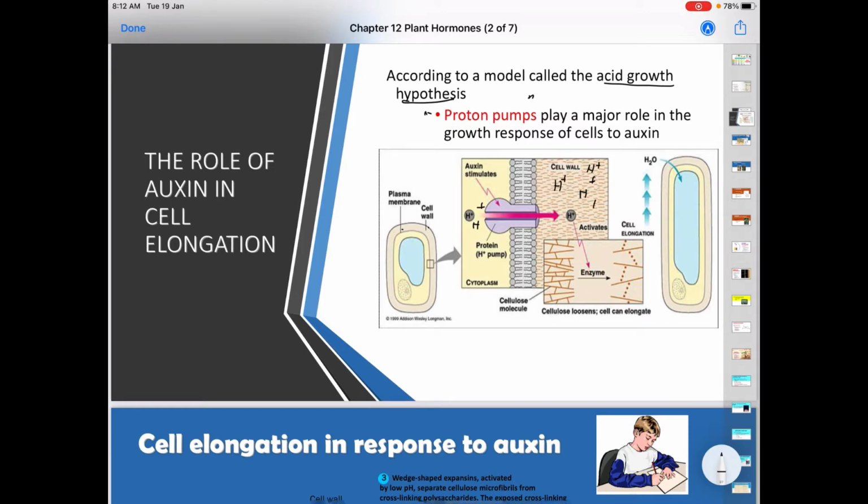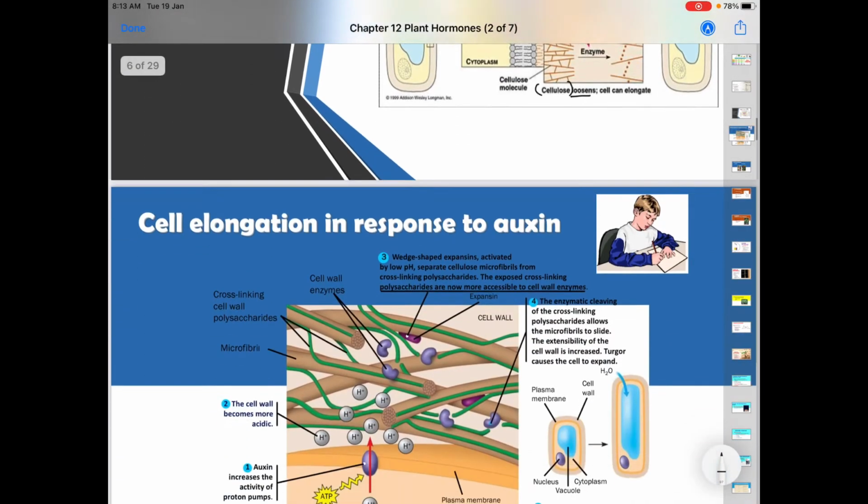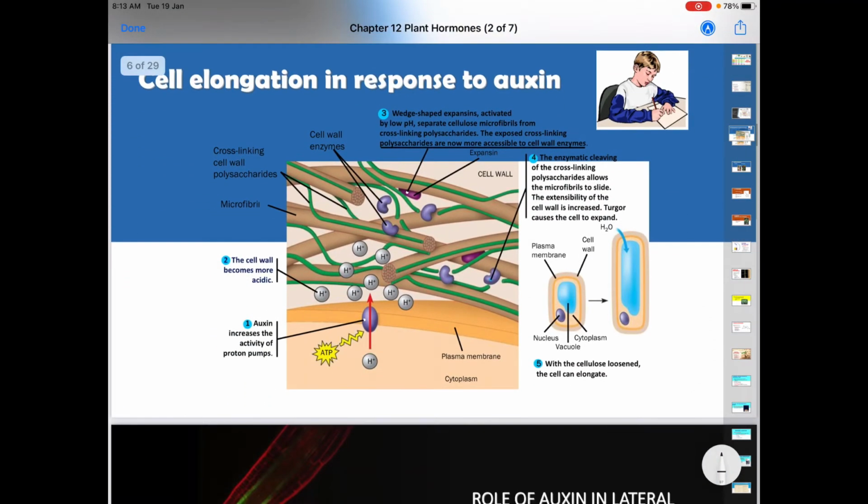So what happens when the hydrogen ions are pumped to the outside? When there is more hydrogen in the cell wall, it becomes more acidic. This acidity will loosen the cellular structure. We already know the cellulose is a very rigid and tough structure. When there is an acidity increase in the cellulose area, the structure of the cellulose will be loosened so that the cell can be elongated. So this is the acid growth hypothesis.